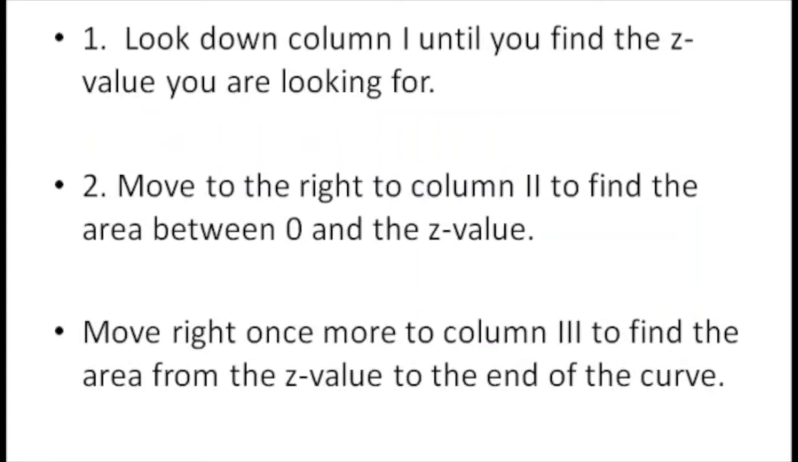We take the following steps to find an area. 1. Look down column 1 until you find the z value you are looking for. 2. Move to the right to column 2 to find the area between 0 and the z value. 3. Move right once more to column 3 to find the area from the z value to the end of the curve.